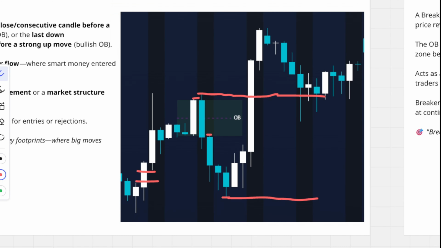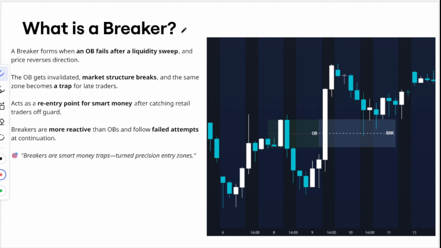And now let's dive into a breaker block. So what exactly is a breaker block? A breaker block essentially is a failed order block after a liquidity sweep. As we mentioned before, you need to understand two things. One, a liquidity sweep needs to happen in a market structure break. So in this case, this is the market structure shift break. And then there is a failed order block.